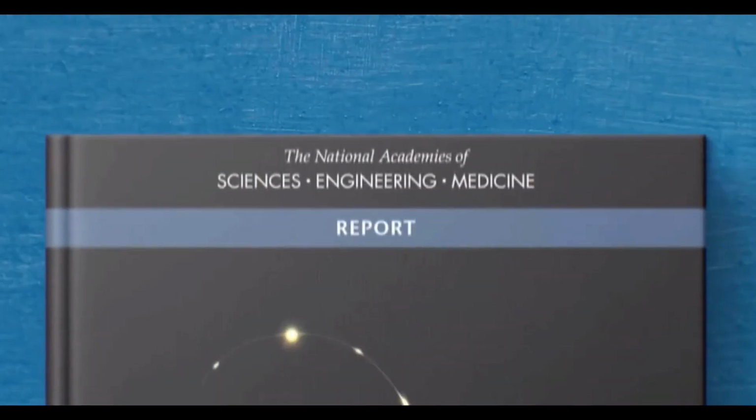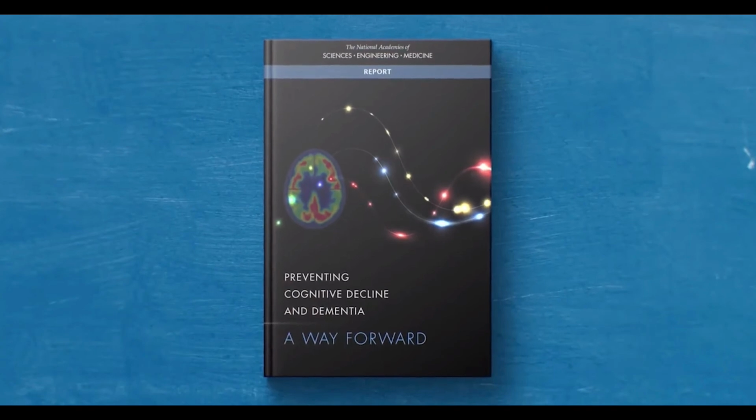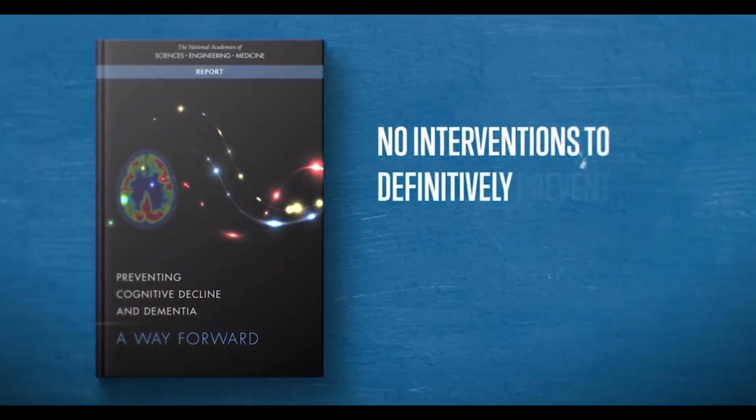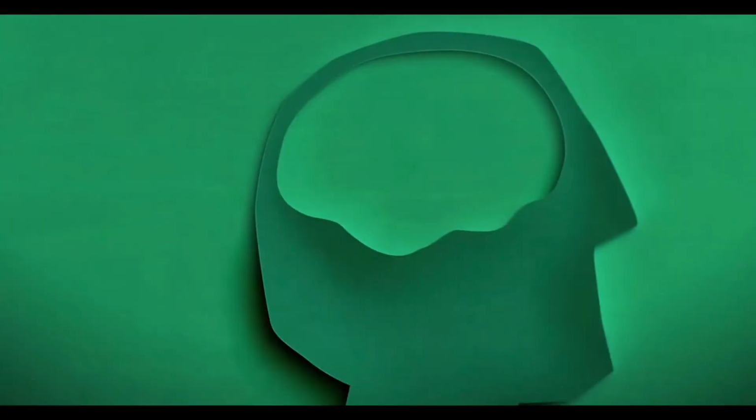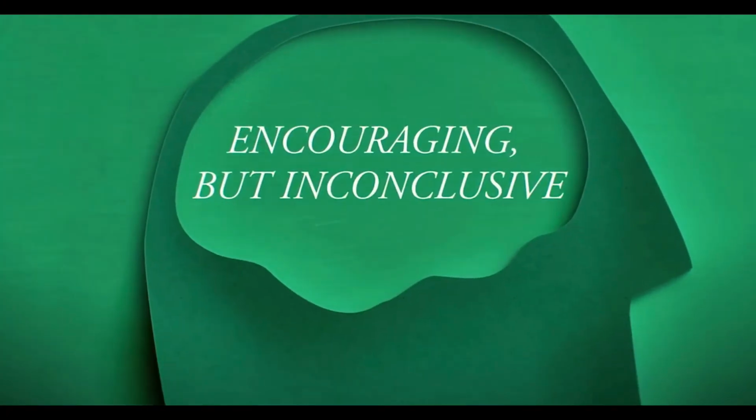Through their review, the National Academies Committee did not find any interventions that were shown to definitively prevent cognitive decline or dementia. The committee did identify 3 interventions where the evidence was encouraging but inconclusive. Encouraging but inconclusive evidence, and those words are important.